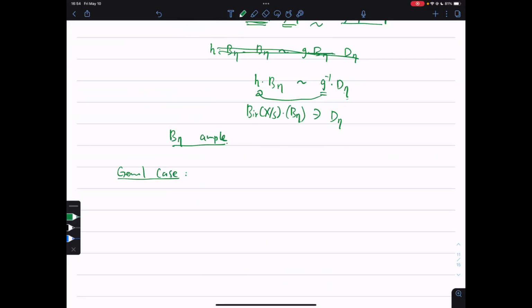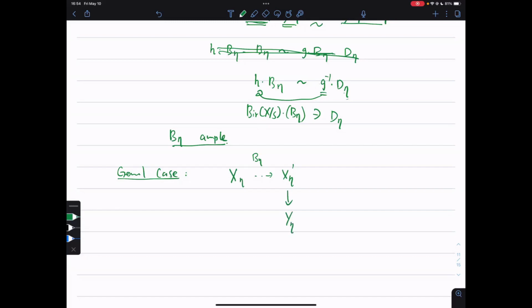In this case, B eta is no longer ample, but we still want to use this kind of idea. What should we do? We should make it ample, right? And the way to make it ample is to run some minimal model program to get a fibration. And this is exactly what we have. So we run the minimal model program on B eta, because it's Calabi-Yau, and then it corresponds to a contraction.